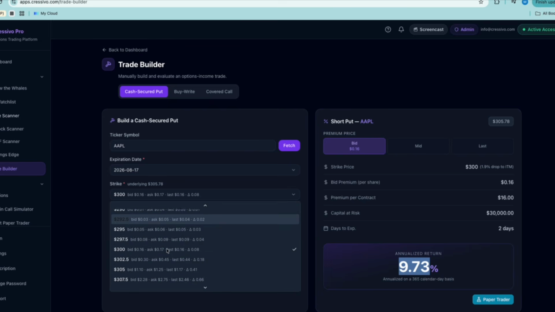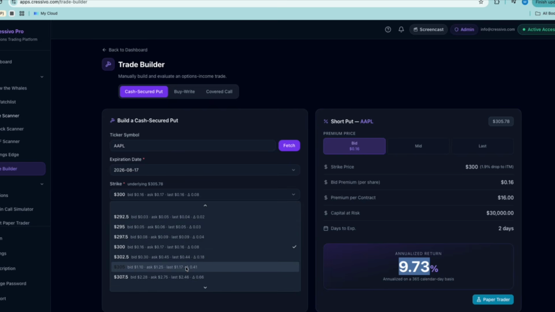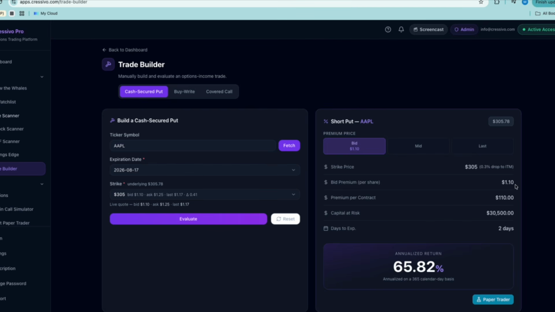And then let's do the same exercise and go a little bit more aggressive, closer to where the stock is trading. Let's say a 305 put, and we can see how this one's paying $110, and our annualized rate of return is 65%. See, the app is doing all the work for us.